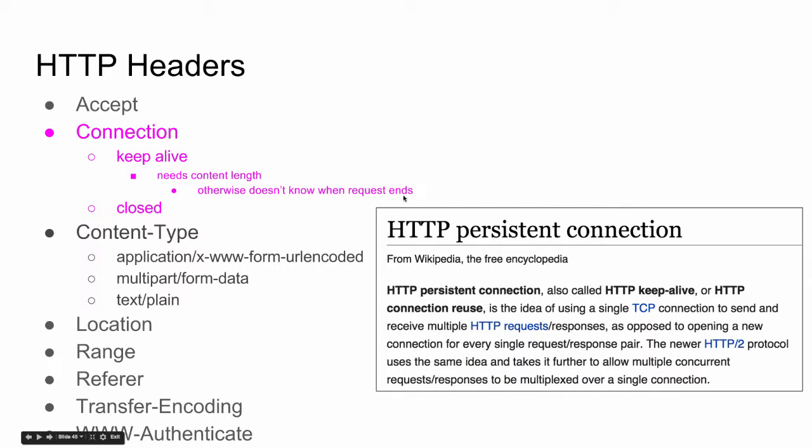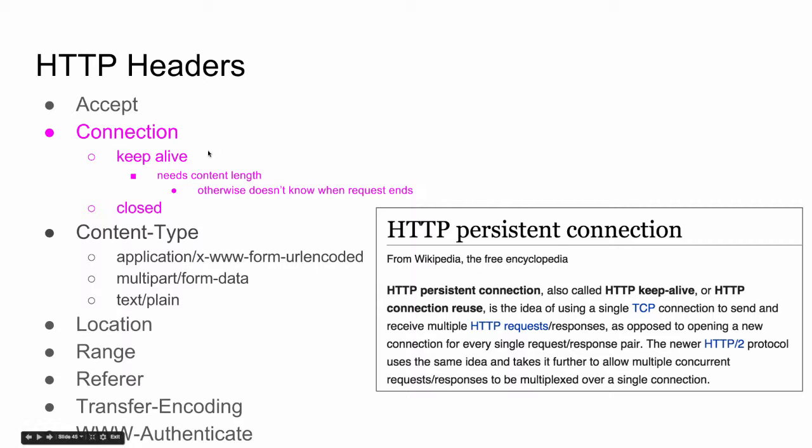So back to the headers, we looked at content type. Now we have connection. And so connection keep alive and closed. Keep alive needs a content length, otherwise it doesn't know when the request ends. And HTTP persistent connection, also called HTTP keep alive or HTTP connection reuse, is the idea of using a single TCP connection to send and receive multiple HTTP request responses as opposed to opening a new connection for every single request response pair. The new HTTP 2 protocol uses the same idea and takes it further to allow multiple concurrent request responses to be multiplexed over a single connection.